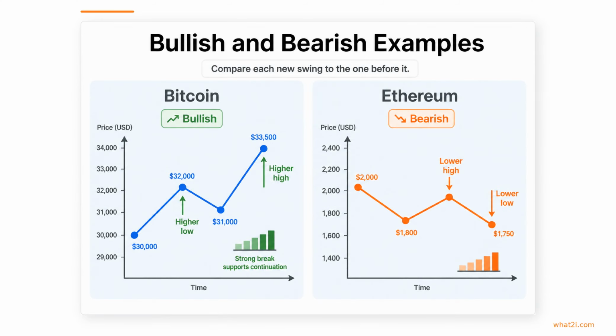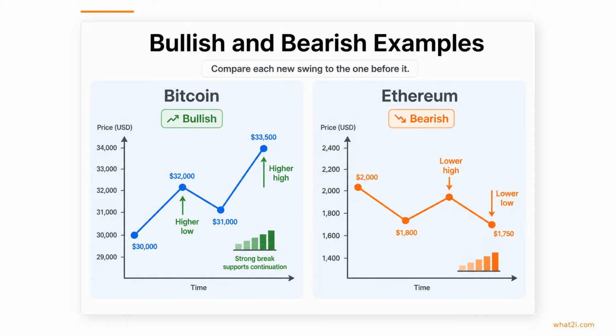Bullish structure is just a sequence of stronger swings. Bitcoin moves from $30,000 to $32,000, pulls back only to $31,000, then pushes up to $33,500, showing buyers defended a higher low and then made a higher high.